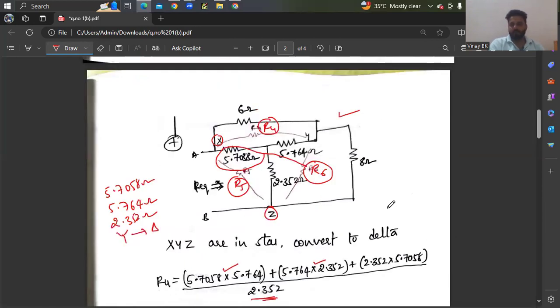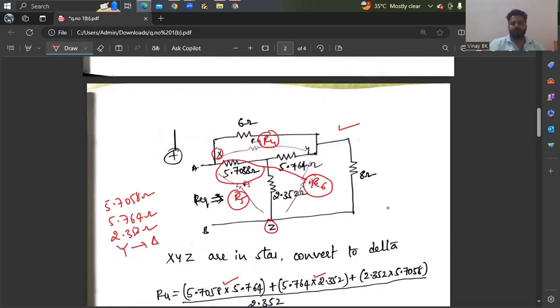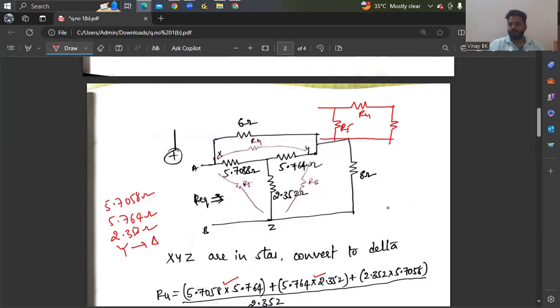So this delta is converting into star, so I'll write for your reference the circuit which looks like this. From A, you'll be having R4, just now calculated. Similarly, R5 will be here, and here it is R6. Once after converting this, you'll get R4, R5, R6.